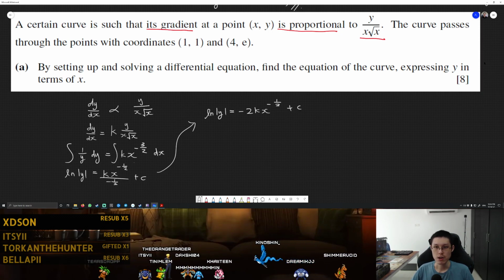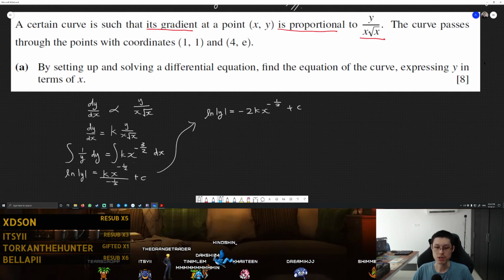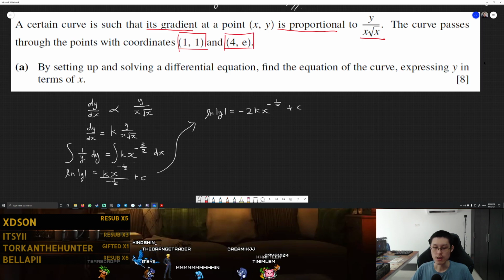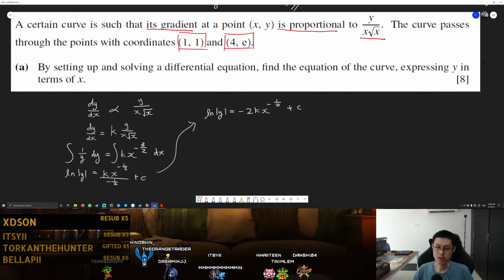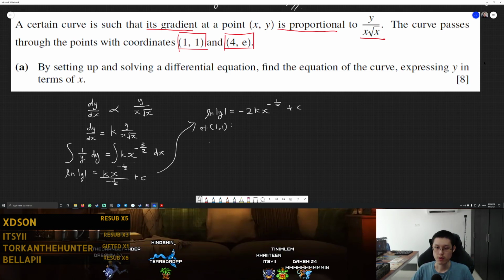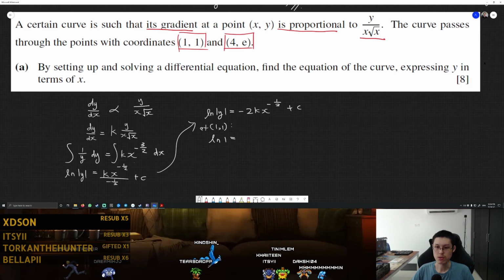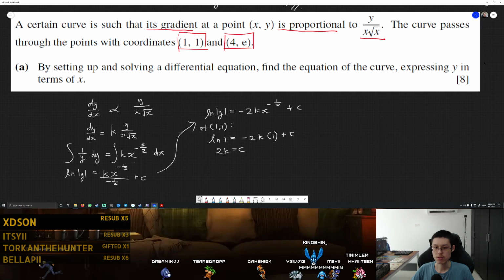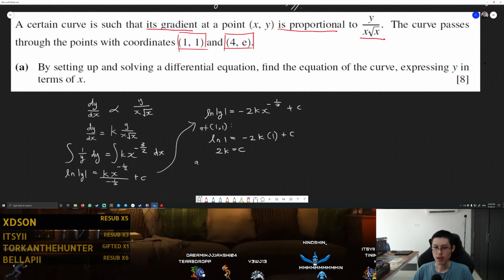Cool. So now we actually have two boundary conditions. They've given you two boundary conditions, 1 and 4e. So we're going to substitute those in and solve simultaneously, okay? So we're going to substitute 1 in. At 1, we're going to get ln 1 equals -2k times 1 plus c. And simplifying this, we are going to get 2k equals c. And then at 4e, what do we get?